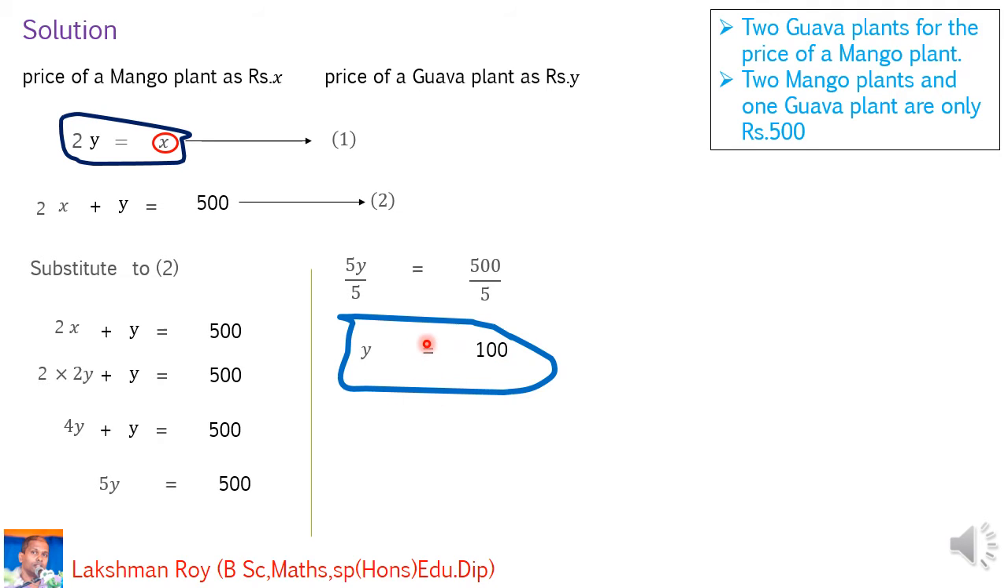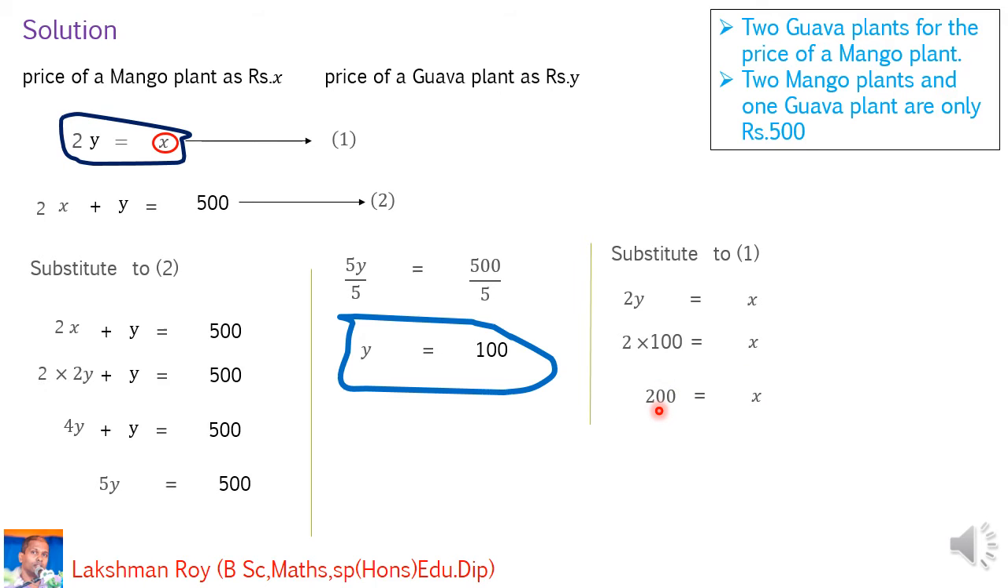Now we move to find the second variable x. It is easy to use the first equation, because in the first equation x is the subject. We found y, so let's see how to find x. Substitute into equation 1. Here I'm going to put y as 100 rupees. The equation is 2y equal x. Now 2y means 2 into y, that means 2 into 100, which is equal to x. 2 into 100 is 200, so x is 200.